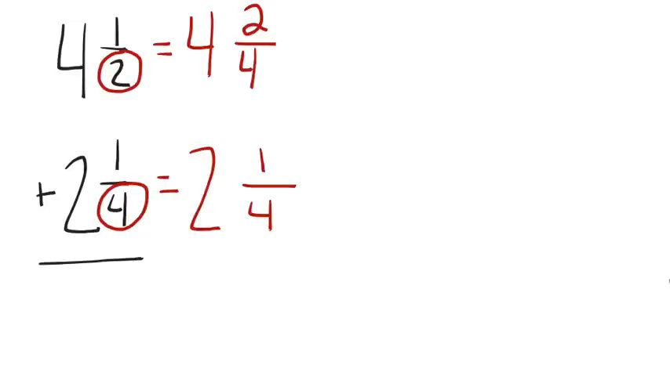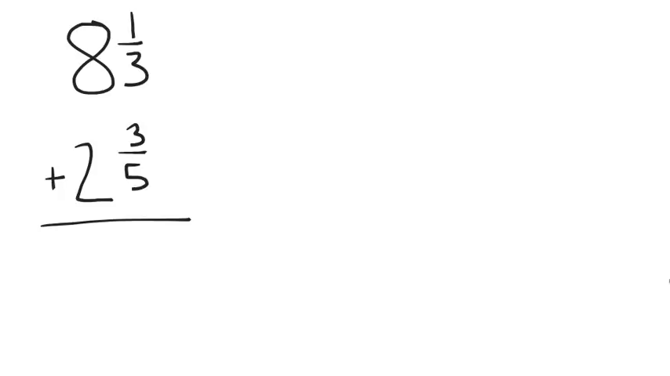And now you're just going to add. So you're going to add your whole numbers. 4 plus 2 is 6. And then 2/4 and 1/4. Remember, your denominator stays the same, and you add your numerators. 2 plus 1 is 3. So you would have 6 and 3/4. Okay?